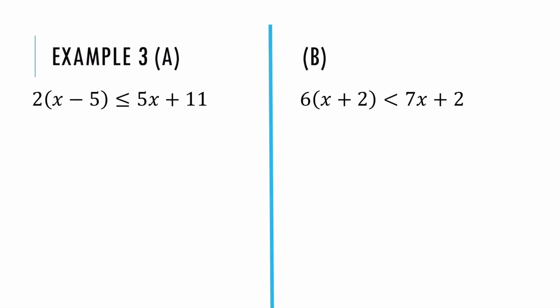Okay, we've got quite a lot going on here in example 3. So we've got some brackets that we need to multiply out and we've got an x term on the right hand side. So let's begin by multiplying out that first bracket. 2 times x is 2x, 2 times negative 5 is negative 10. And we're keeping everything else the same for now.